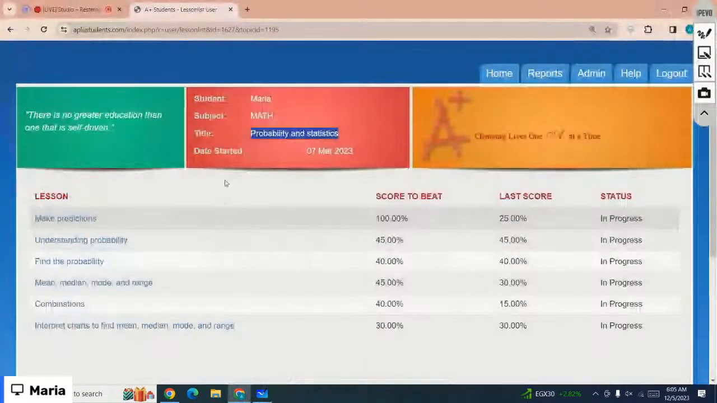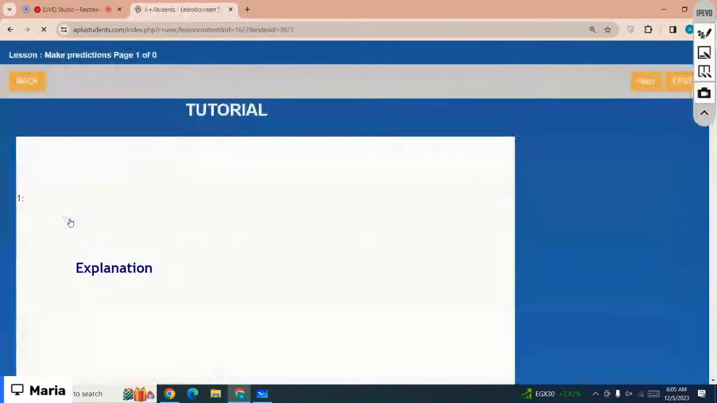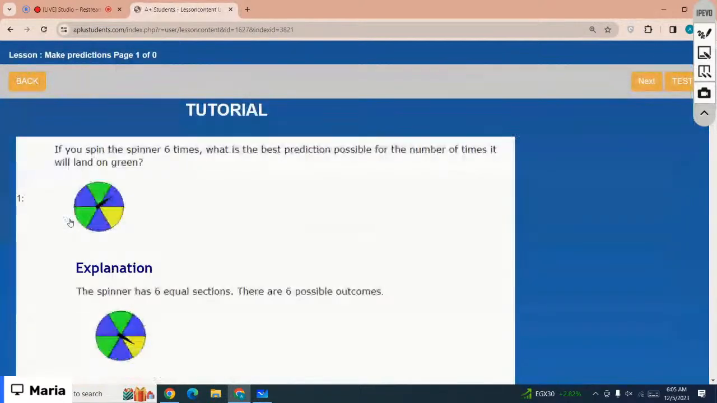Here I'm on grade 4 math. The chapter we're working on is probability and statistics. Let's start with the lesson, that is make predictions. If you spin the spinner, predicting means something that is going to happen, but before it happens, you just do a prediction, right?